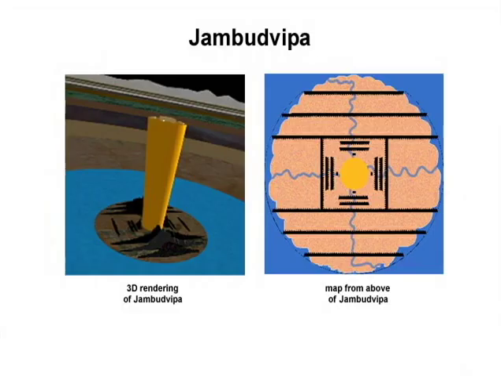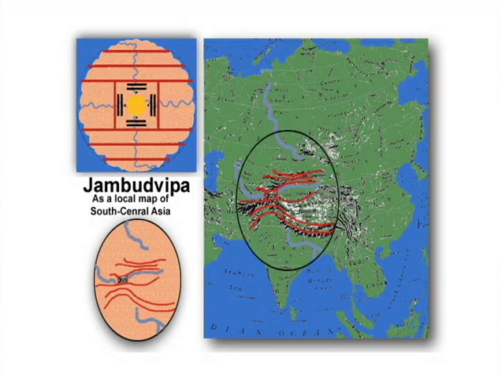Consider this map of Jambudweep. The circle of Jambudweep is divided into 9 regions called Varshas by 6 horizontal and 2 vertical mountain chains. The southernmost region is called Bharata Varsha. Careful study shows that this map corresponds to India plus adjoining areas of South-Central Asia.